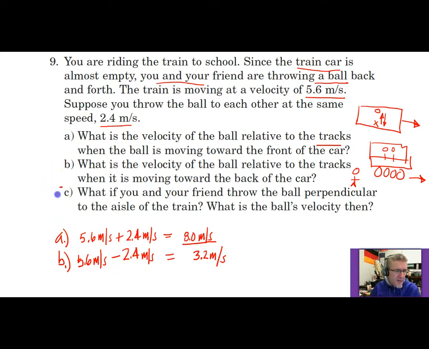Oh, here we go. This is the question. What if you and your friend throw the ball perpendicular? So now this is the top view of the train. Perpendicular to the aisle of the train. What is the ball's velocity then? So if this is the aisle of the train here, anyone looking from the outside is going to see no addition or subtraction of velocity. So just 5.6 meters per second, because the velocities aren't adding at that point. If we're again completely perpendicular, which means the train's moving this way and I'm throwing the ball back and forth this way.